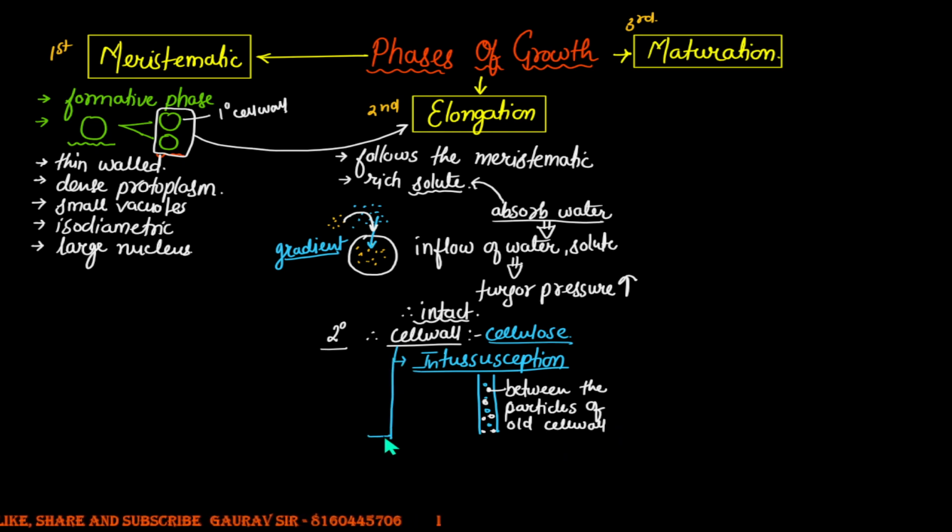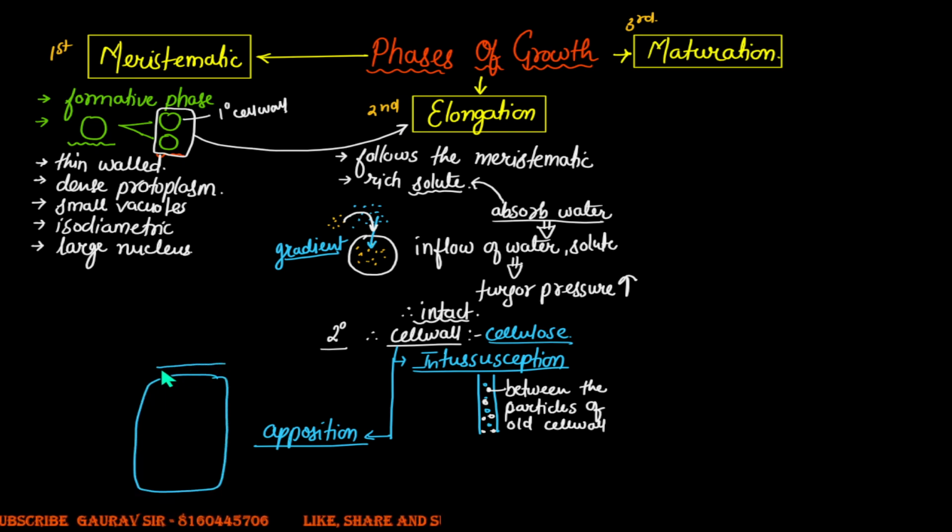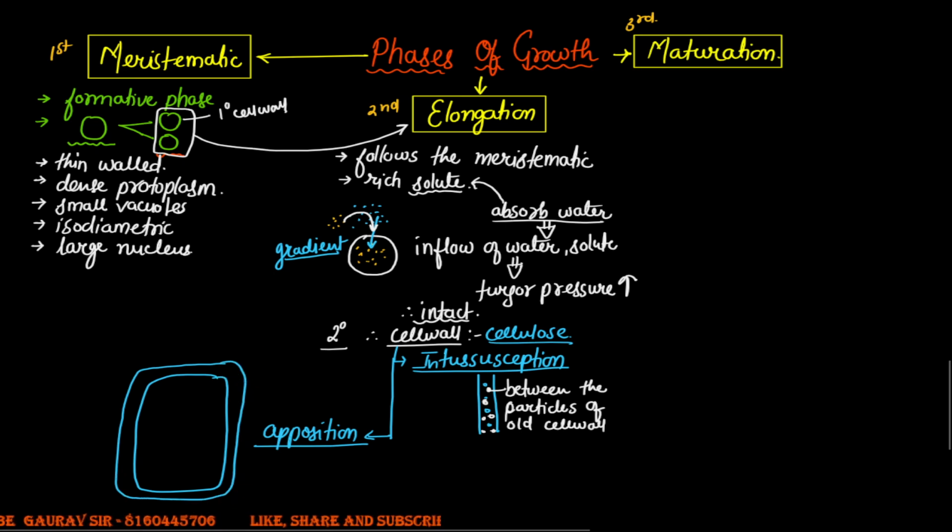The other theory about this deposition of the cell wall is referred to as apposition. In apposition, if that is my cell, and this happens to be the cell wall of the plant, what will I find? That the new cellulose particles which are to be deposited will be deposited on the inner side of the cell wall. The particles of the cellulose will be deposited on the inner surface.